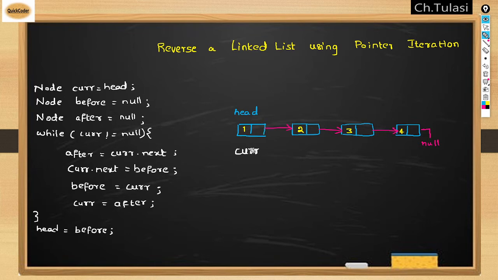My current node is pointing to head, and there is a before node which is pointing to null, because this next pointer should point to null, no? And there is also a node called after which points to null. First of all, I will go to the while loop: is my current not equal to null or not? Yes, current is not equal to null.